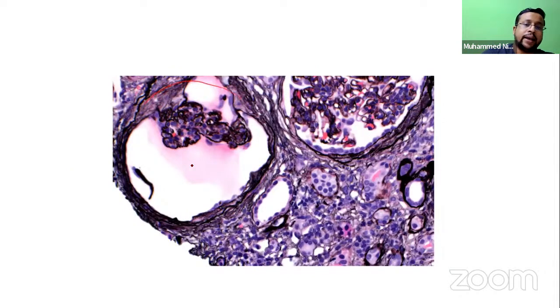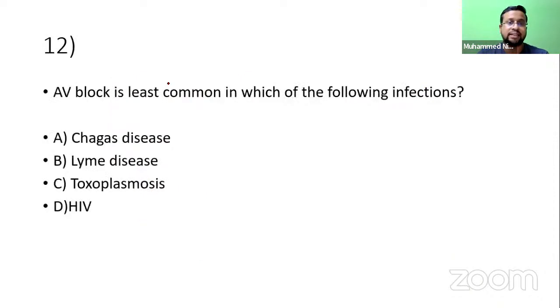You can see this collapsed glomeruli. If you want to be more specific, the typical nephropathy in HIV is the collapsing variant of focal segmental glomerulosclerosis. Okay, collapsing variant of focal segmental glomerulosclerosis. I hope you have made it correct.